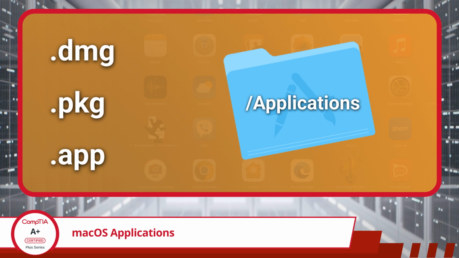First up, we have the .dmg file. Think of a .dmg file as a digital version of a physical disk, like a CD or DVD. When you double-click a .dmg file, it mounts to your desktop as a virtual drive. Once mounted, a new window will open, typically displaying the application along with a shortcut to the applications folder. In many cases, installing the app is as simple as dragging the application icon into the applications folder.